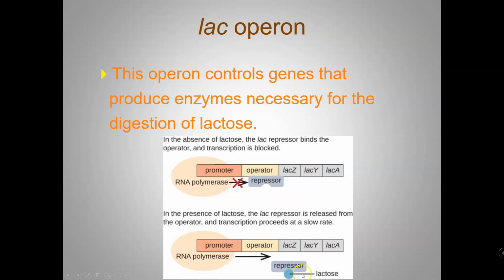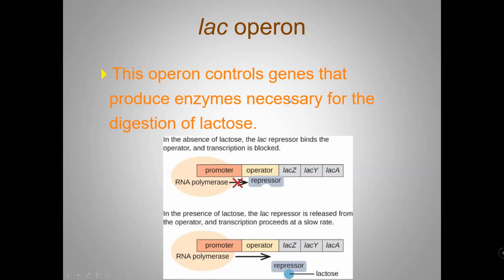If there is lactose available though, lactose binds to the repressor, changes the shape of it so that it detaches from the operator. Now RNA polymerase can bind to the promoter and zip down and go ahead and make these enzymes so that we can digest lactose and go ahead and make energy out of lactose at that point. And so that's the example of an inducible operon that you guys have.